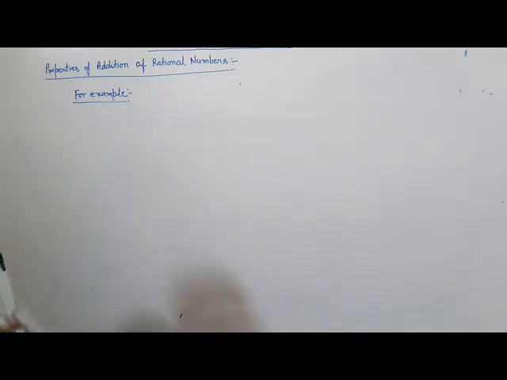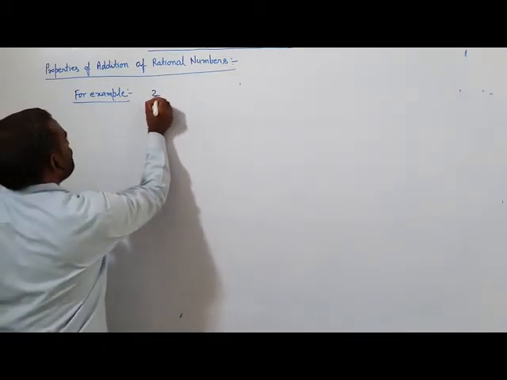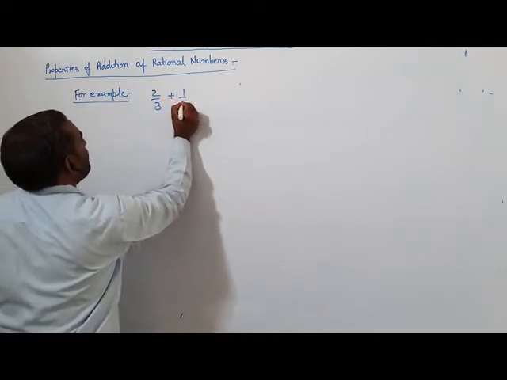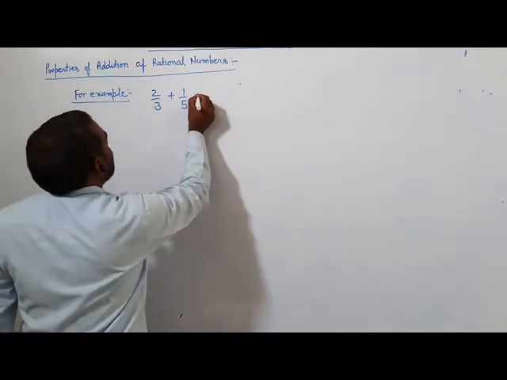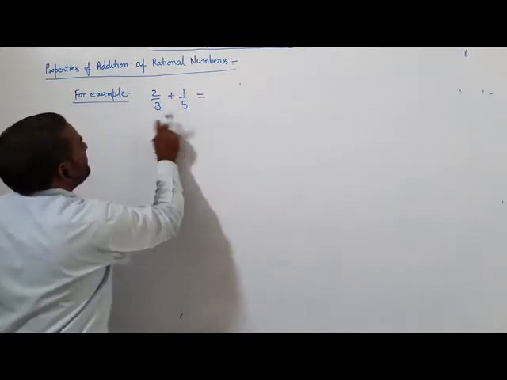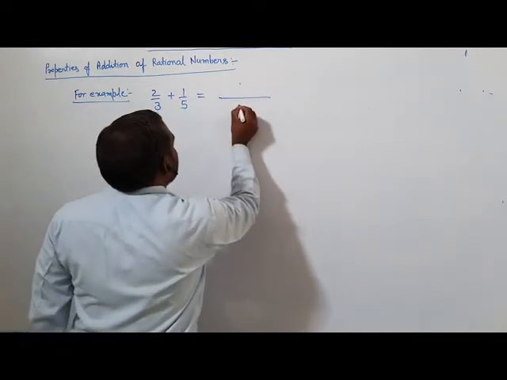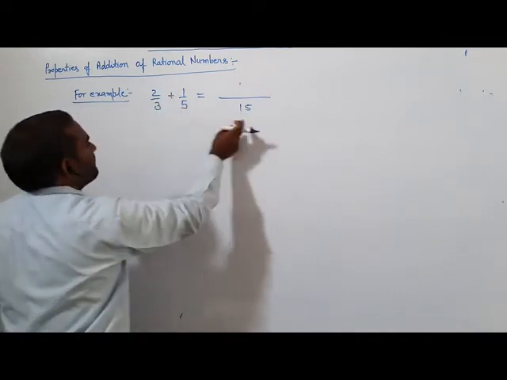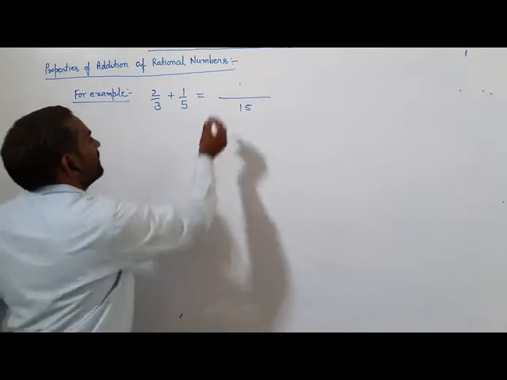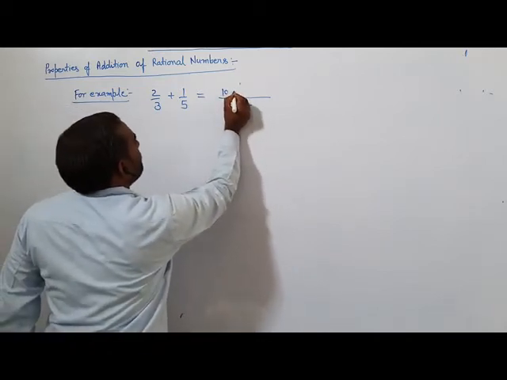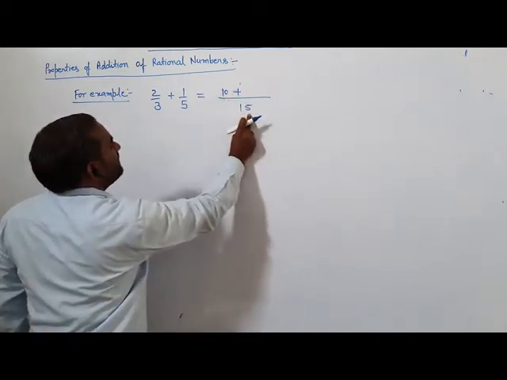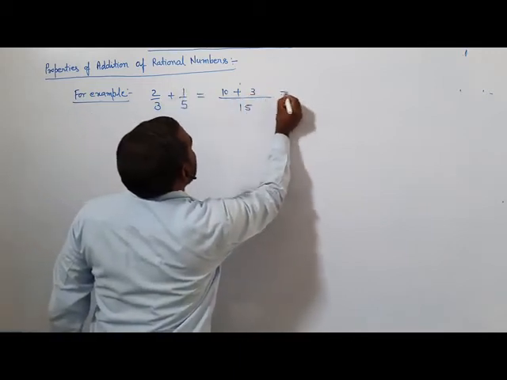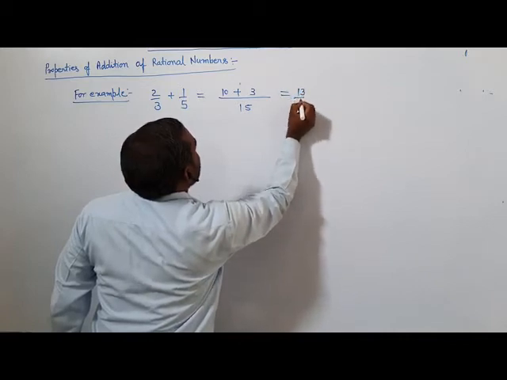2 by 3 and 1 by 5. First rational number is 2 by 3 and second rational number is 1 by 5. Add both. The LCM of 3 and 5 will be 15. 3 fives are 15, 5 twos are 10, plus 3 ones are 3. Answer will be 13 by 15.